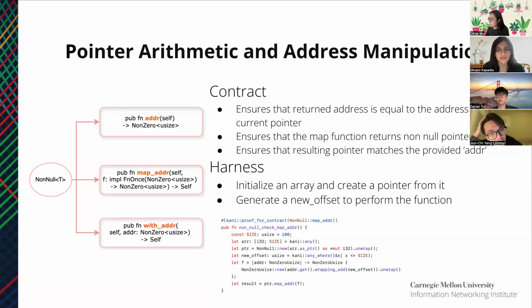And the harness for address is straightforward, where we create a non-null pointer and then we call the address function. But for map address and with address, it's quite similar. We initialize an array and we create a pointer from it using kani::any, and then we generate a new offset, and then we call the function map address or with address according to the harness.